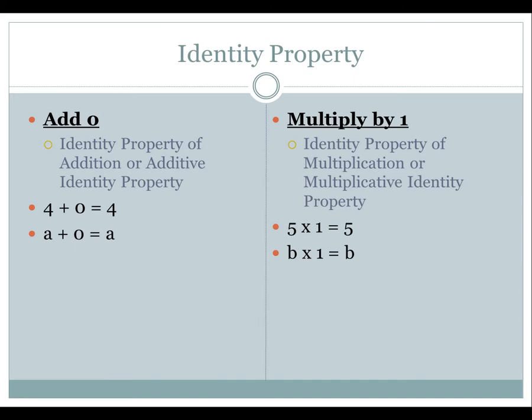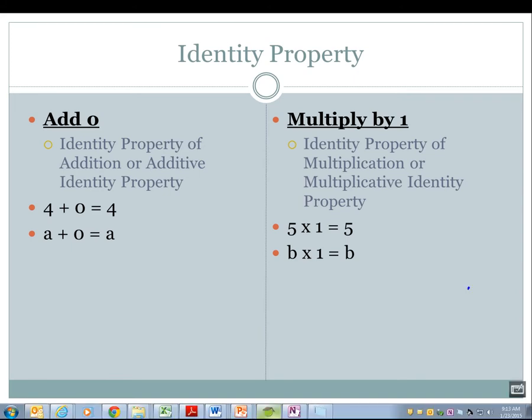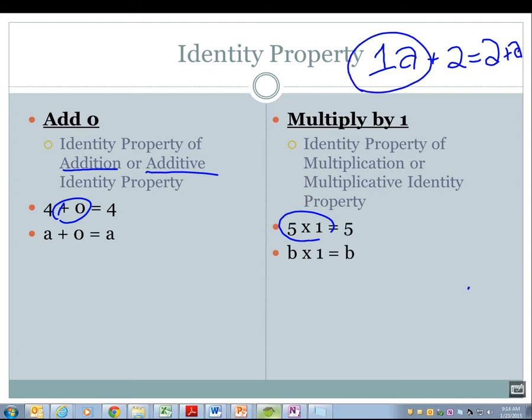So the identity property of addition, I left out a word there. You're adding 0, it's nothing. Then we have multiply by 1. The identity property of multiplication, or multiplicative identity property, is where you multiply anything by 1, you have that same thing. We did that yesterday when we had 1 times a equals a. Remember how we said 1 times a is the same as a?